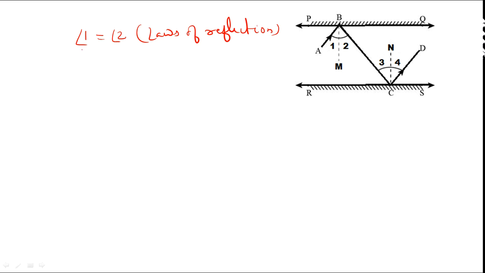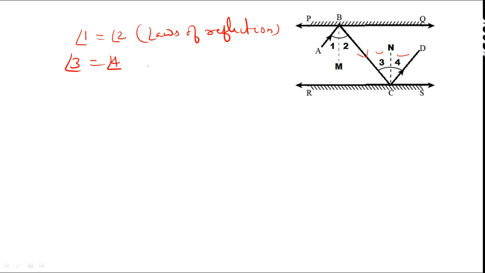Similarly, angle 3 is equal to angle 4. Why? Same laws of reflection. Because for mirror RS, this BC is the incident ray. The reflected ray of PQ is the incident ray for RS, and this CD is the reflected ray. So the angle of incidence is 3 and the angle of reflection is 4. So 3 and 4 are equal, and our job is to prove that AB is parallel to CD.